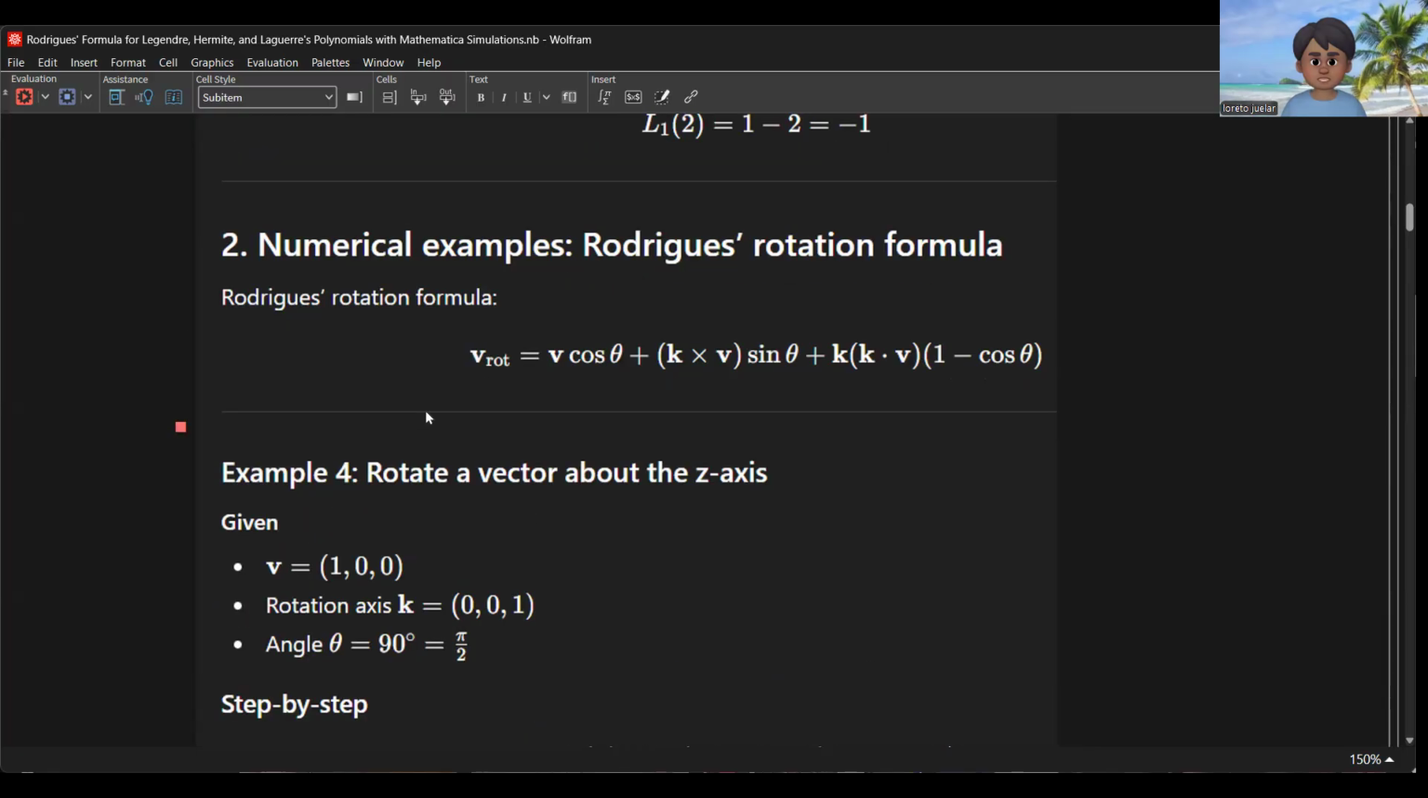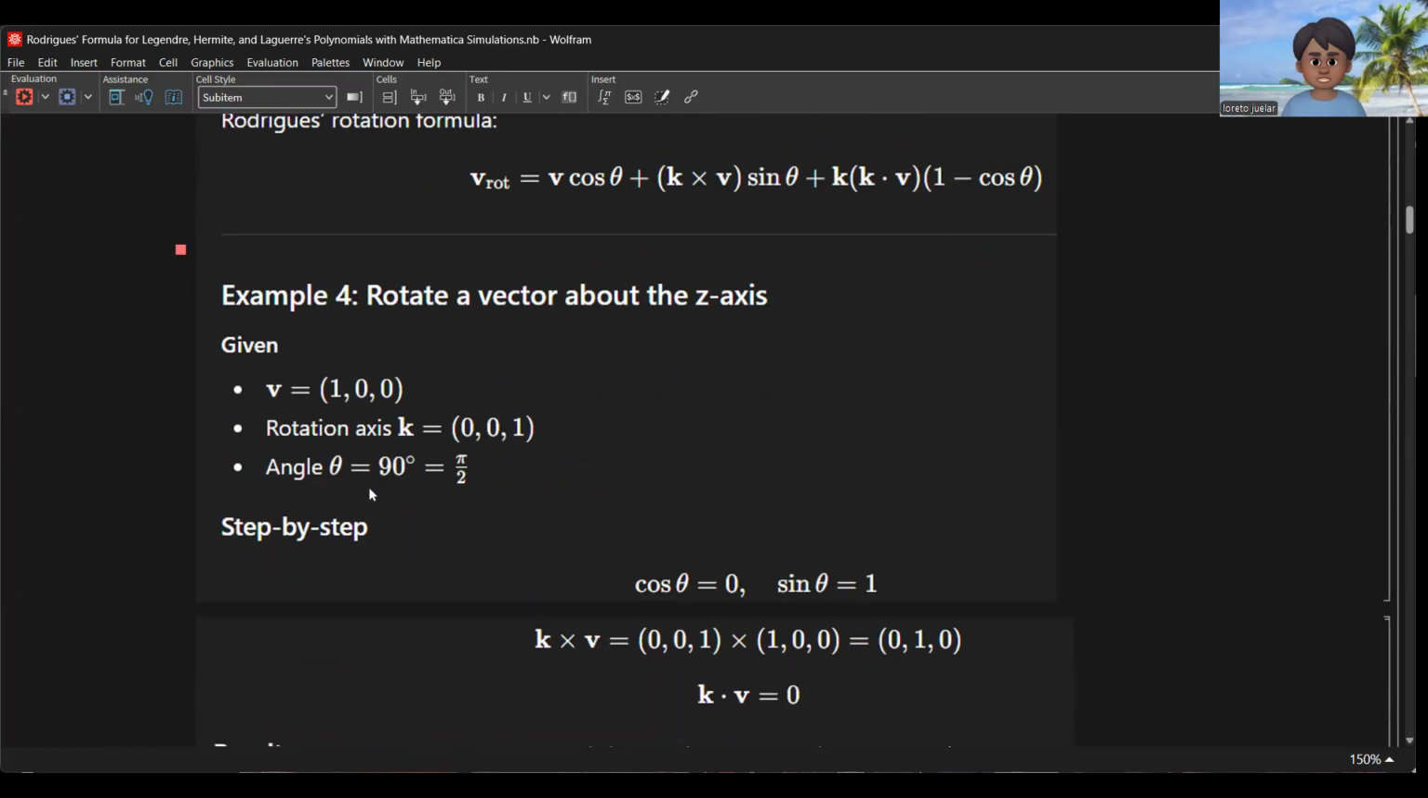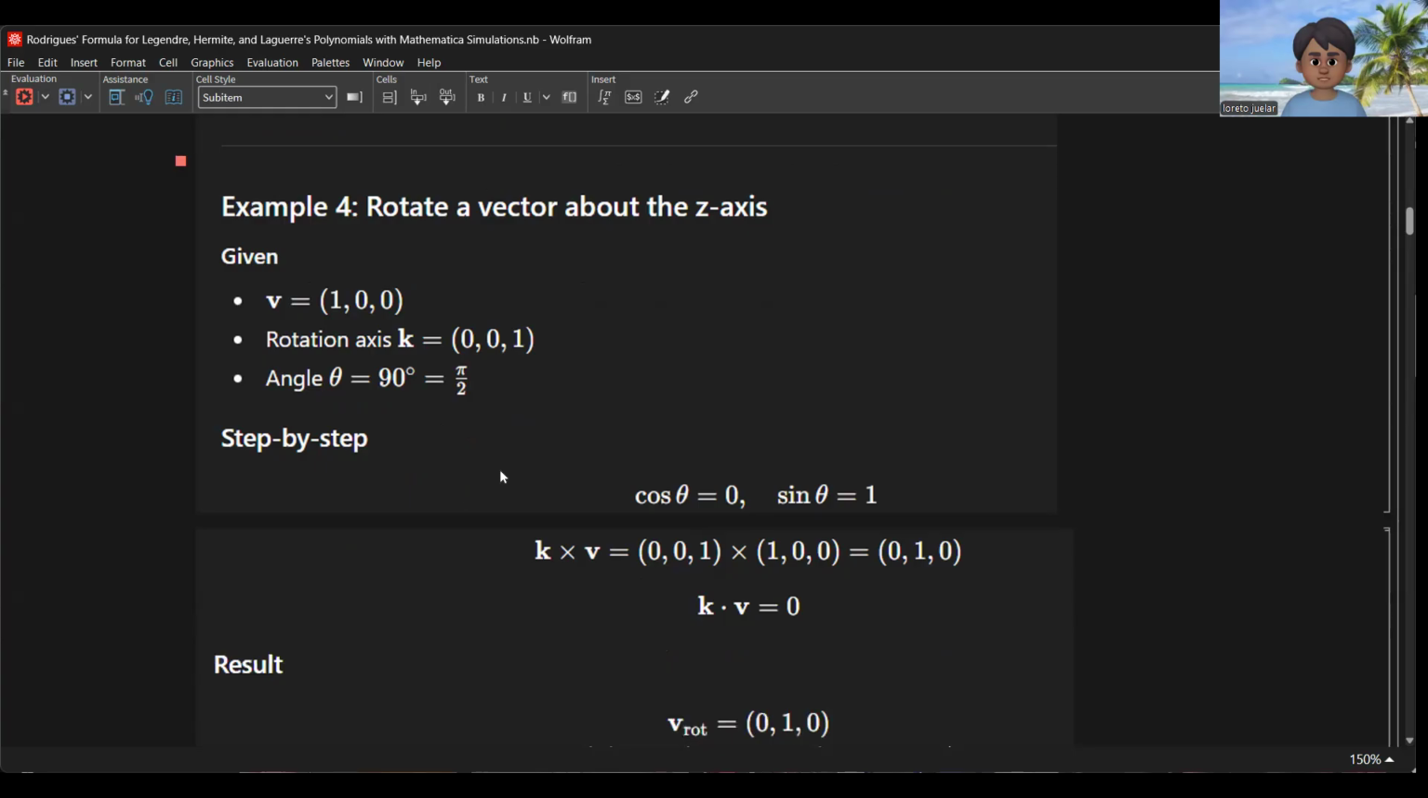So, okay, we have an example here: rotate a vector about the z-axis. The given vector is 1, 0, 0, the coordinates. The rotation axis k is along the z-axis, so 0, 0, 1. And the given angle is equal to 90 degrees, pi over 2. So cosine of 90 degrees is equal to 0, and sine of 90 degrees is equal to 1.